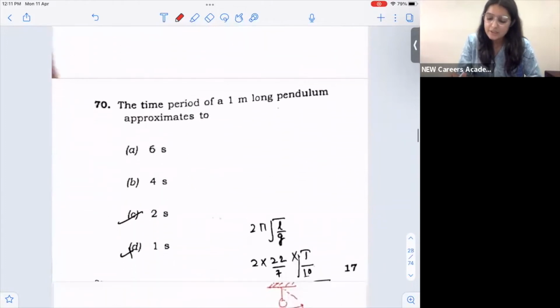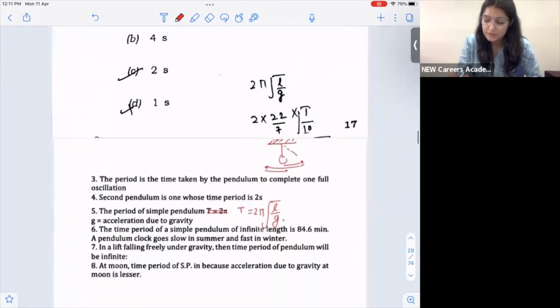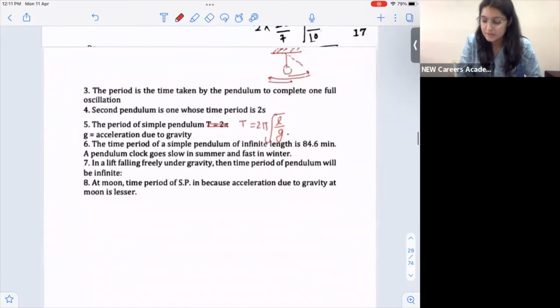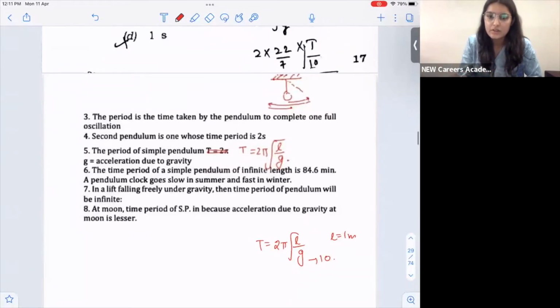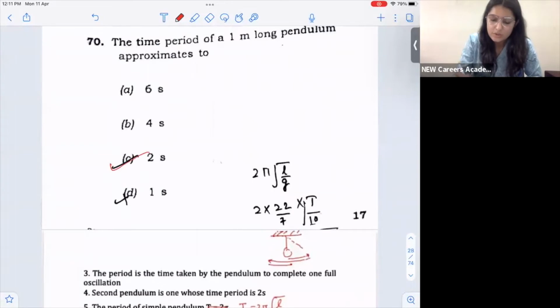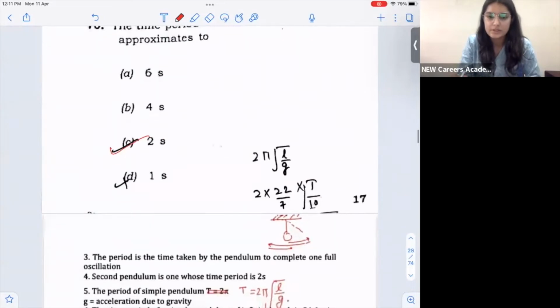Next, the time period for a 1 meter long pendulum approximates to. The time period of a simple pendulum is given by T is equal to 2 pi root L by g. L is given as 1 meter. We know the value of g, and we can take it here as approximately 10 meter per second square. Solving this, we get approximately 1.98, so approximately 2 seconds. This is correct.